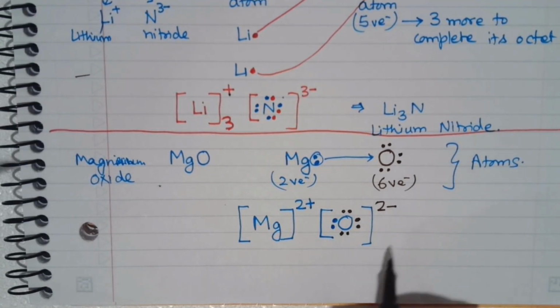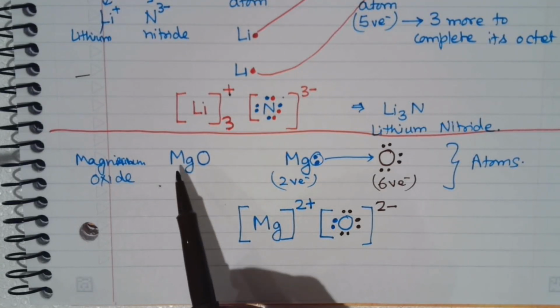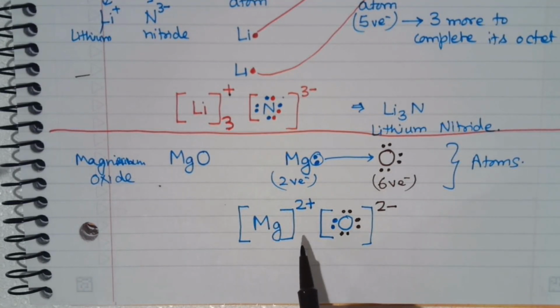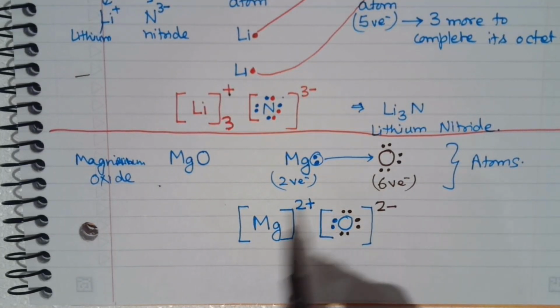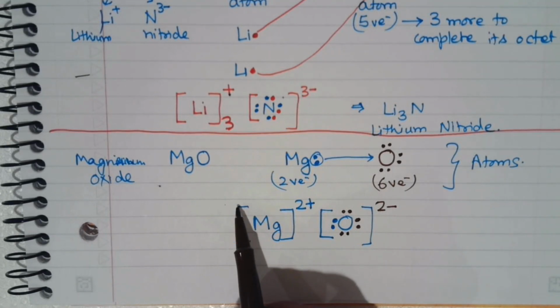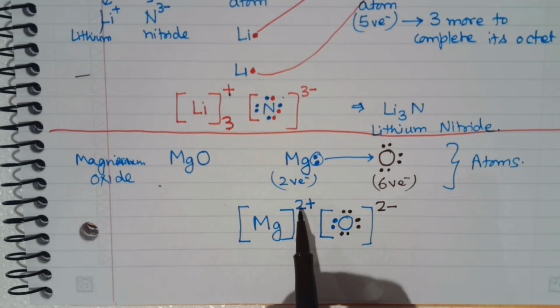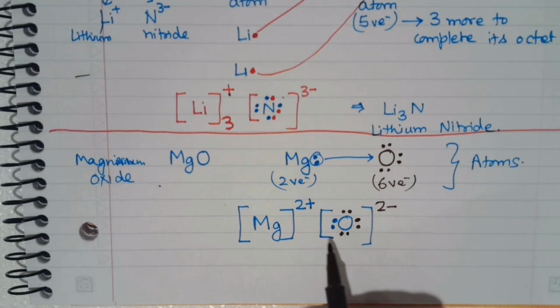So this is the Lewis dot structure of magnesium oxide. There are no subscripts because both charges cancel out, right? So we will still have to write the ions in square brackets and put the charge on top, and then show the valence electrons for the anions.